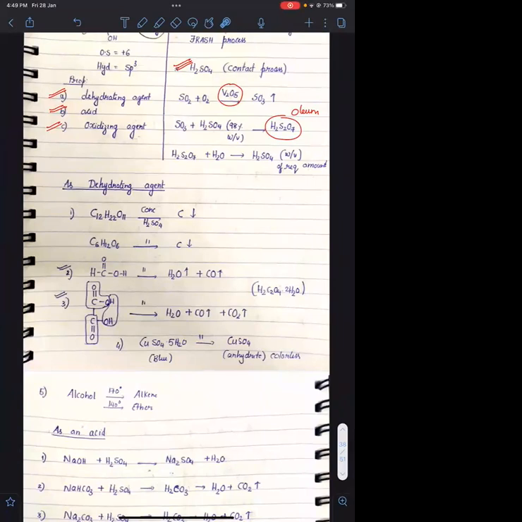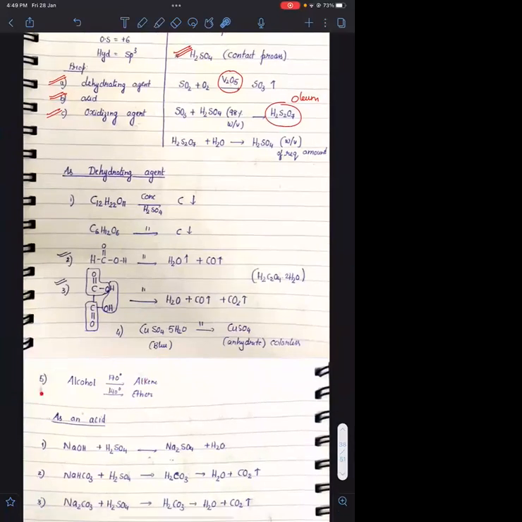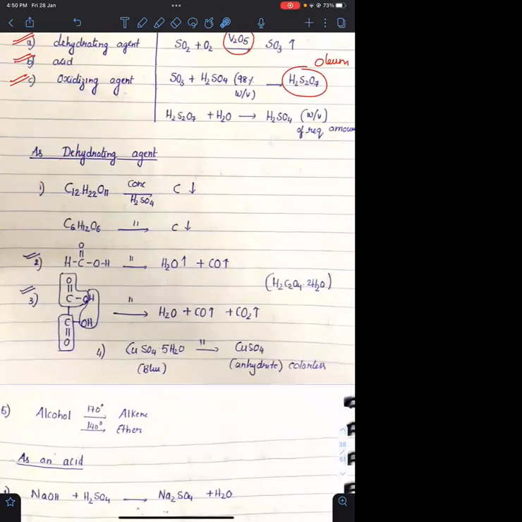H2SO4 is a very good dehydrating agent. Remember these 3 reactions, or whichever 5 reactions are written here. The fifth reaction is nothing but dehydration of alcohol, which we have seen in organic. These 4 reactions are very, very important.